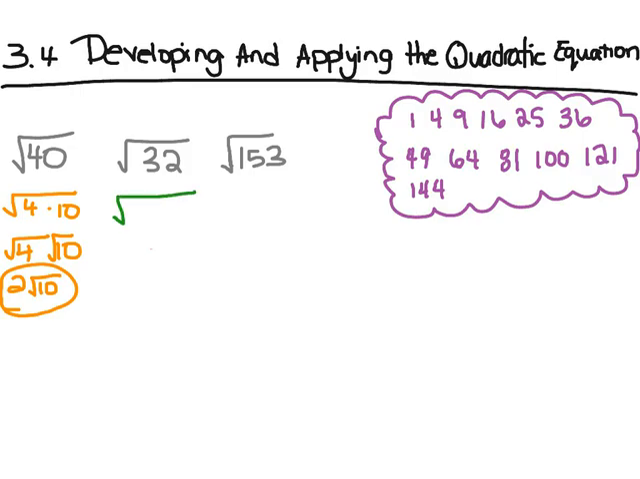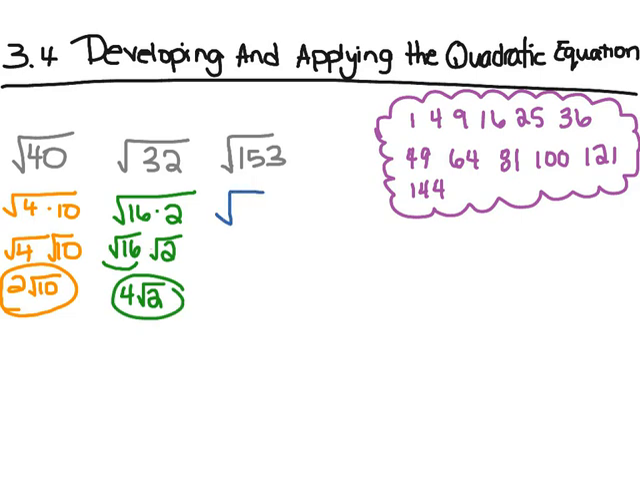For our second one, we need a number that goes into 32, which is 16. And always try to find your highest number that goes in. So 16 times 2, write it as two radicals. The square root of 16 is 4, so we're left with 4 root 2. And for the last one over here, a number that goes into 153 is 9 times 17. And 17 is a prime, so you know no other numbers are going to go into it. So it's 9 and 17, and we're left with 3 root 17.